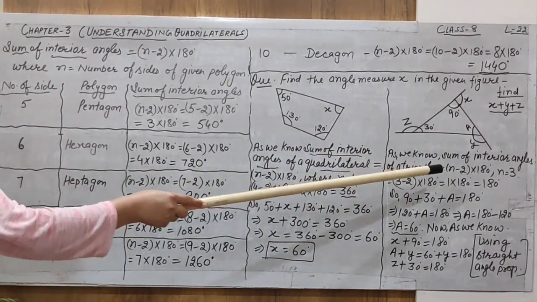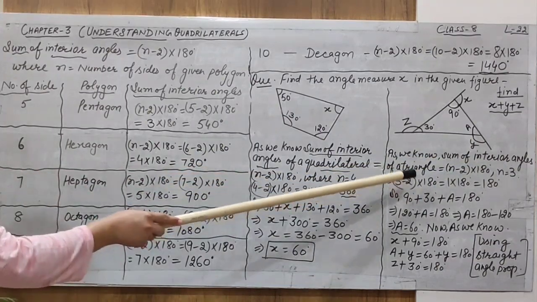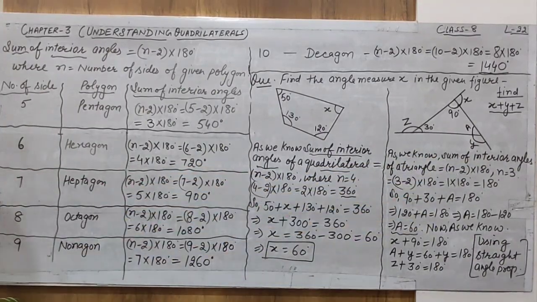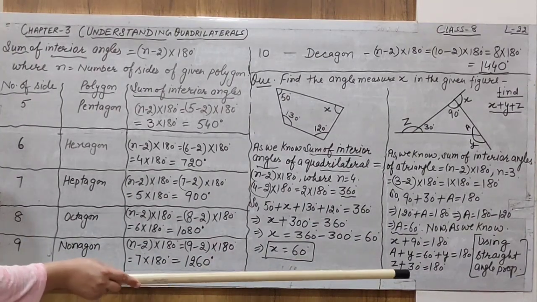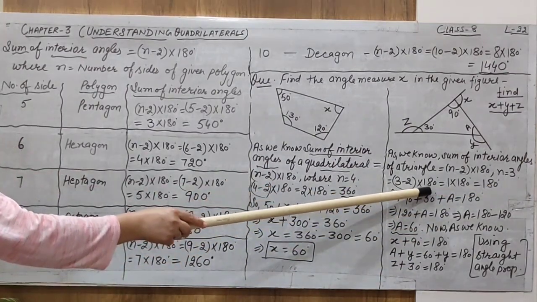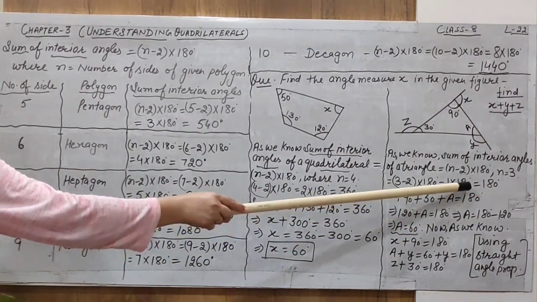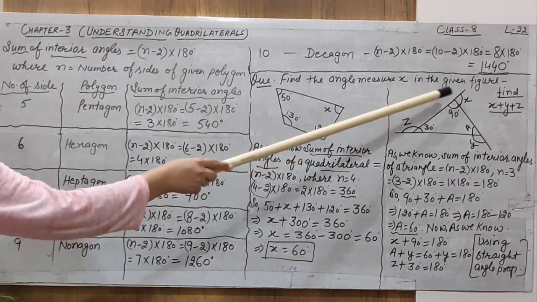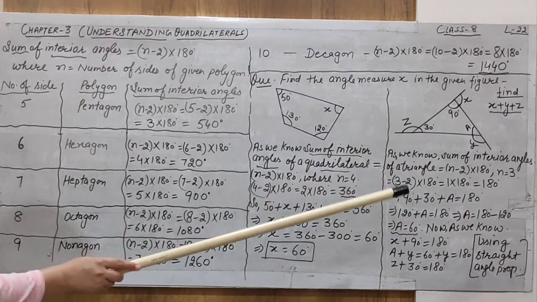As you know, the sum of interior angles of a triangle is equal to (n minus 2) into 180, and the value of n for the triangle, that is the number of sides, is 3. So (3 minus 2) into 180, that is 1 multiplied by 180, which is 180 degrees. So the sum of interior angles of a triangle is 180 degrees.